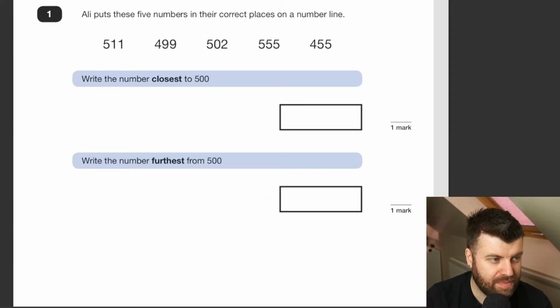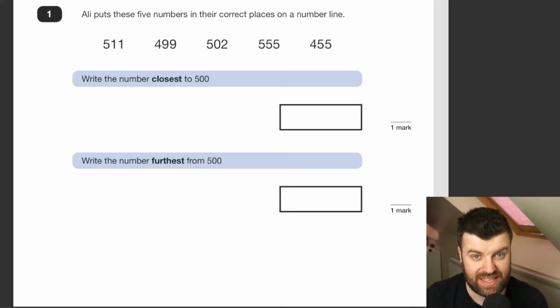Question 1. Ali puts these 5 numbers in their correct places on a number line. Write the number closest to 500. So in this case, the best thing to do is to write the difference between 500 and each number above. So in this case, let's write down 1, 1. 499 is only 1 away. I'm going to guess that's going to be the closest, but let's just make sure.